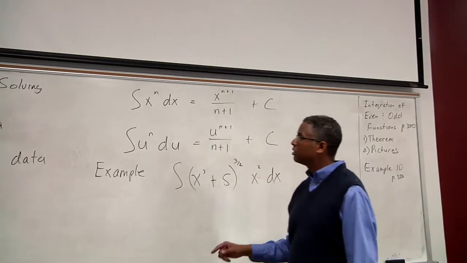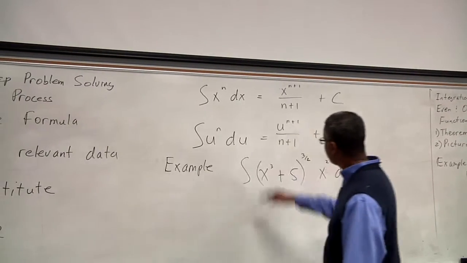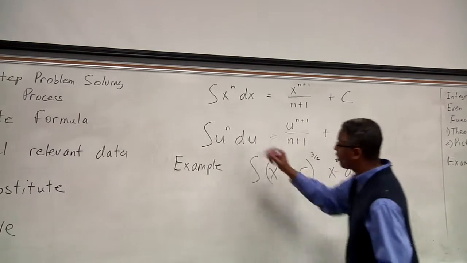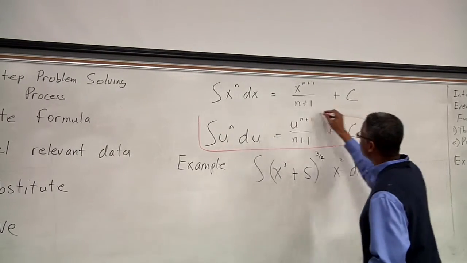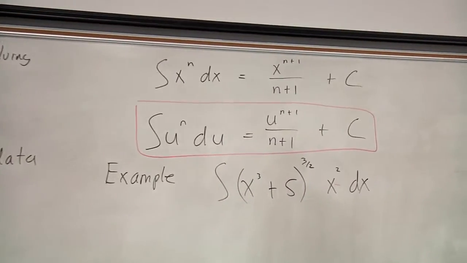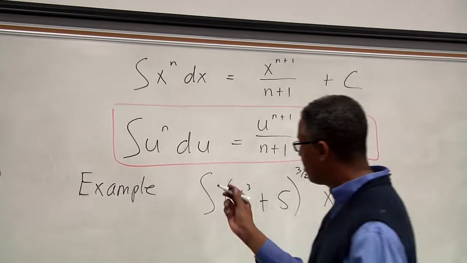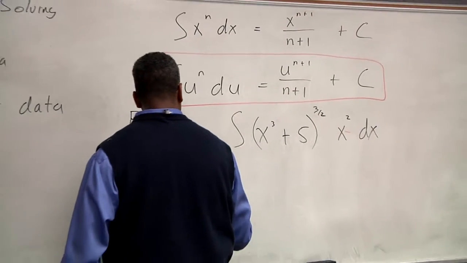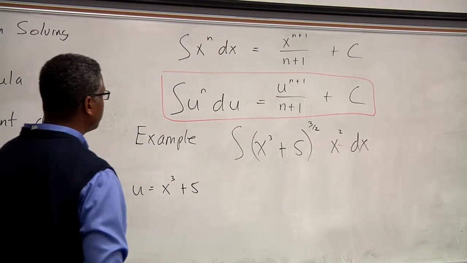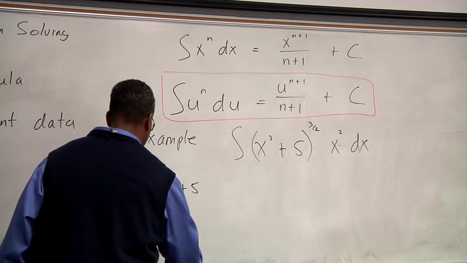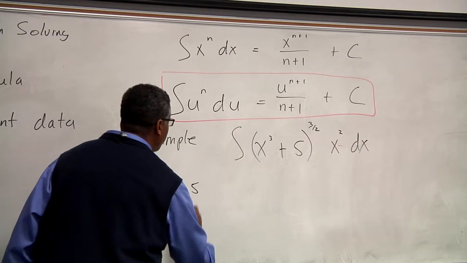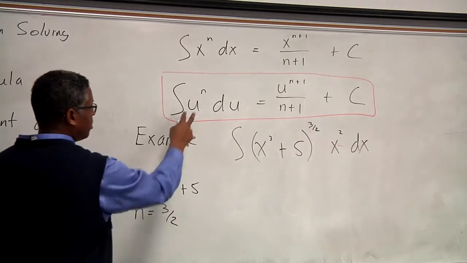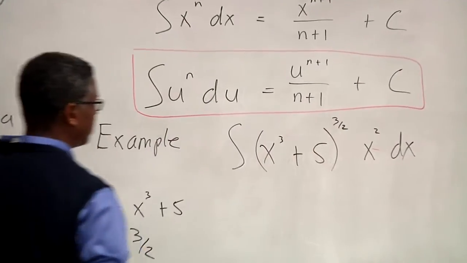So, the first thing we're going to do is state the formula. Well, this is the formula, but it's this formula, okay? This is the one you learned earlier, this one's the one we're doing now. So we're stating the formula, that's the formula. We are going to label the data. Well, in this situation, if we label the data, u equals x cubed plus 5, okay? n equals 3/2. I'm just basically looking at what the exponent is. The exponent is n, right? u is what we're raising to that power.